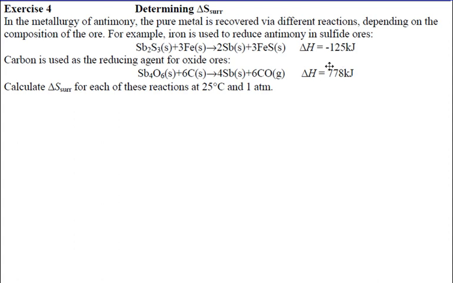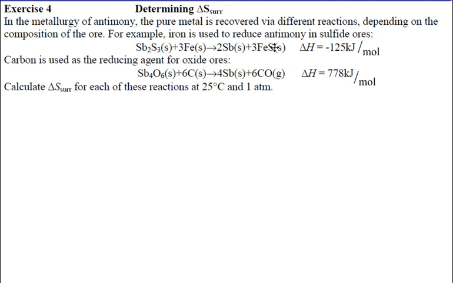So we're given delta H for both of them. And the units here are a little skewed. They should actually be in kilojoules per mole. Remember, when you're given a delta H, the units will often be in kilojoules, but it also is per mole because it's per mole of this balanced reaction. So I can go ahead and put that in there.